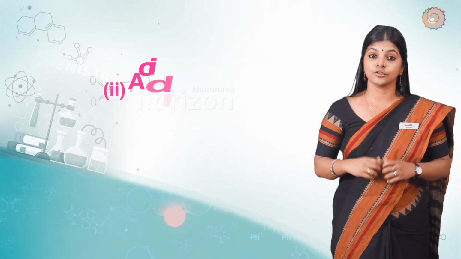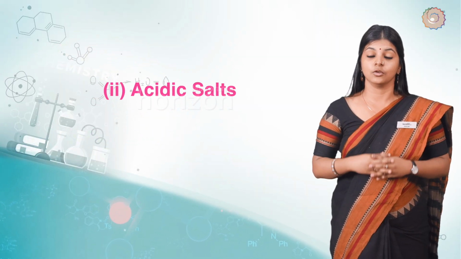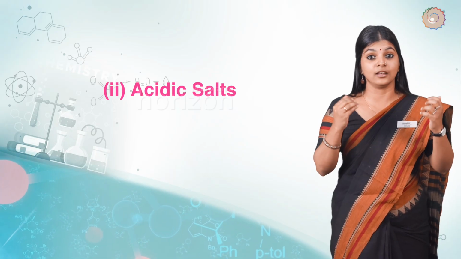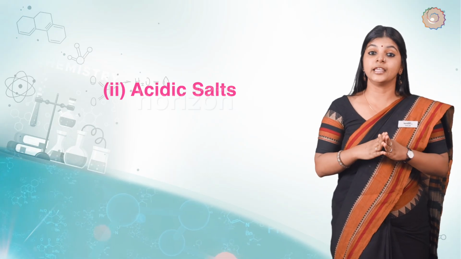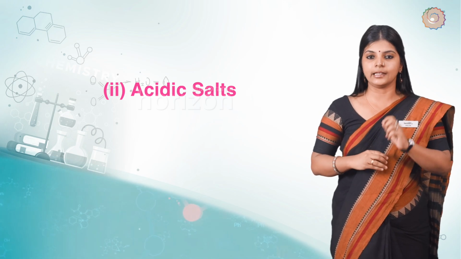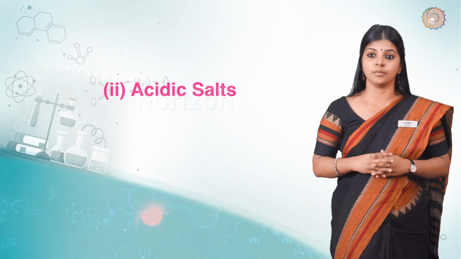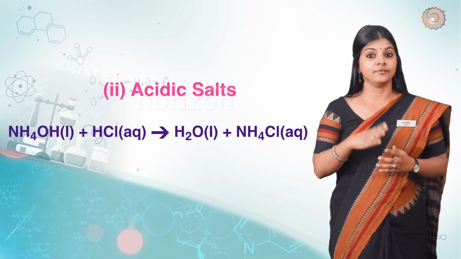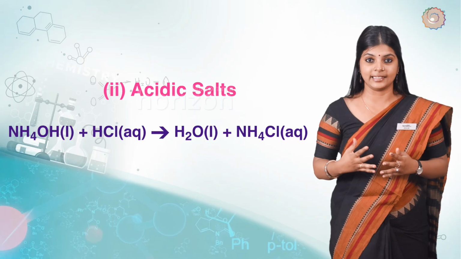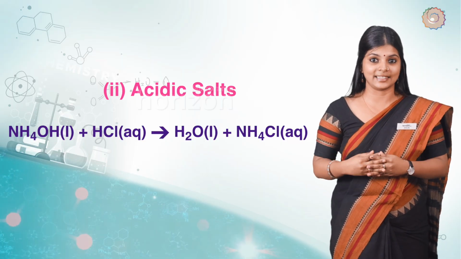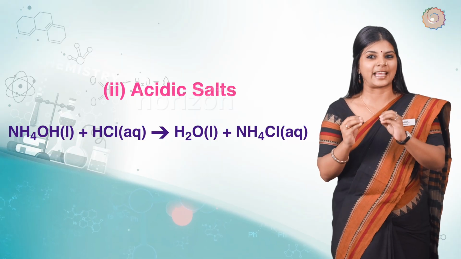The second type of salts is the acidic salts, the salts which are formed by the reaction between a strong acid and a weak base. The pH of such salts will be lower than 7, slightly lower than 7. Let's see an example. Ammonium hydroxide is a weak base, and if it reacts with a strong acid like HCl, you're going to get the salt ammonium chloride. Now this is an acidic salt having a pH slightly less than 7.